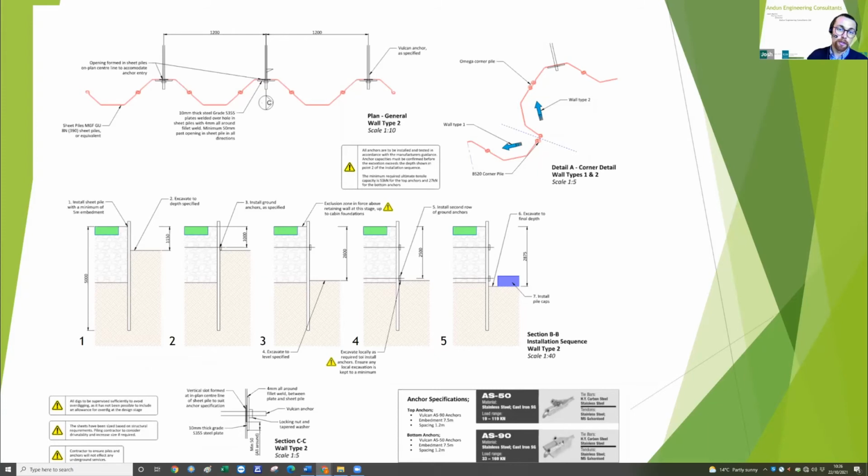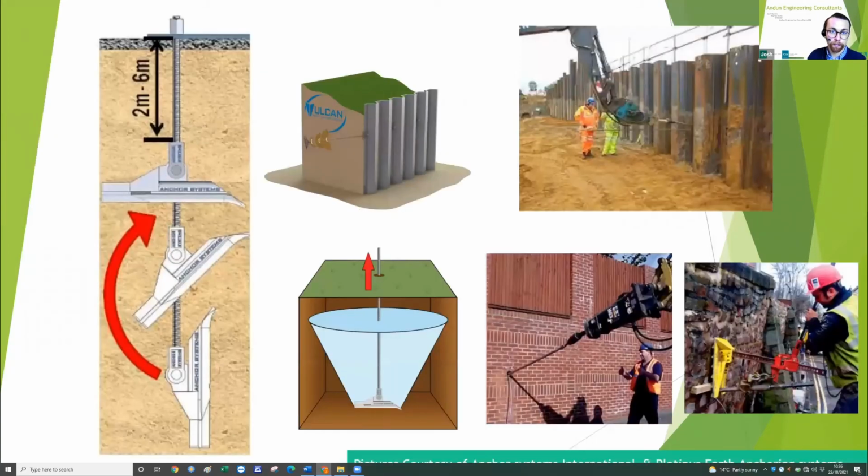The anchors were installed through holes cut in the sheets, and the whaler plates were then used to enable the locking nut to be installed and the tie to be tight to the sheet pile. And this solution worked extremely well.